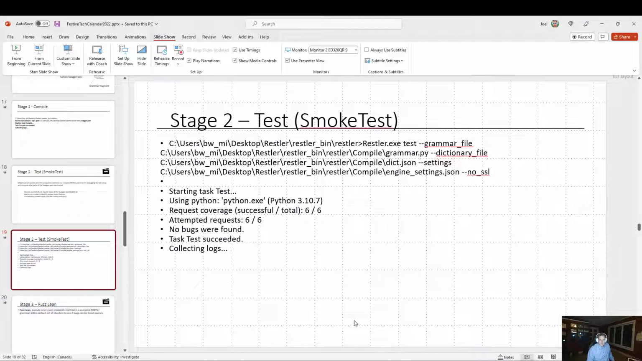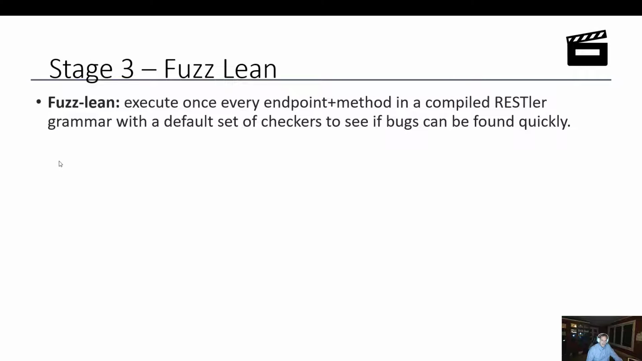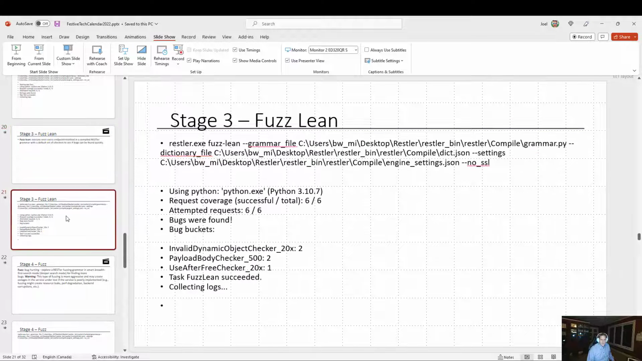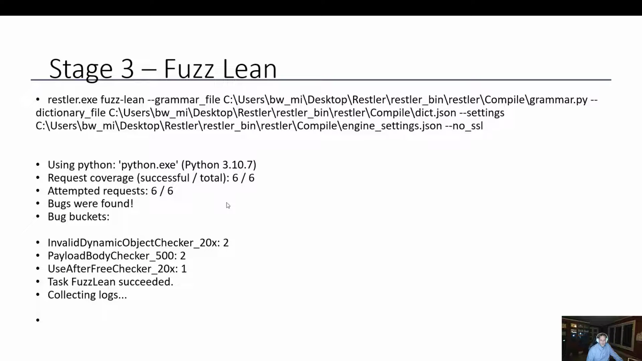So next step, stage 3, is what is called fuzz-lean. Essentially this is going to execute once for every endpoint method in the RESTler grammar with the default set of checkers and check if bugs can be found quickly. It's not going to do a very long fuzz like the next one, stage 4, which can be lengthy. This one takes just a few minutes approximately. In my scenario with 6, I think it's about 800 different calls when I intercepted it with my proxy.